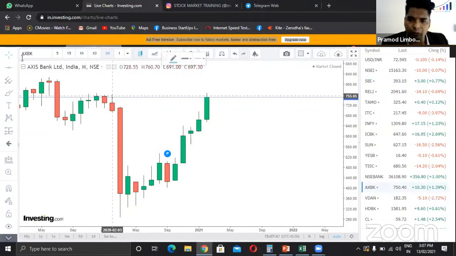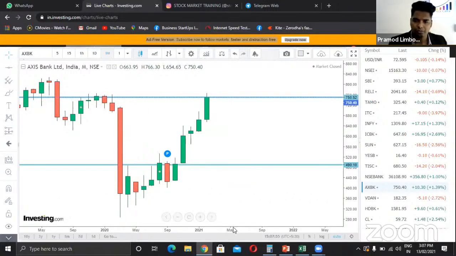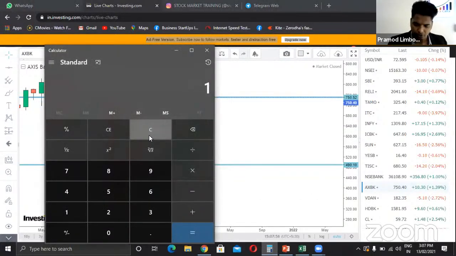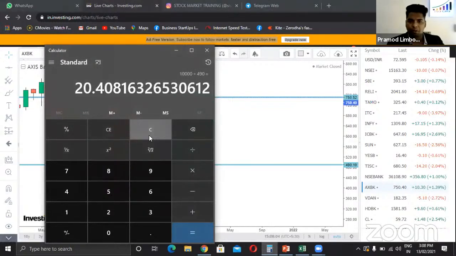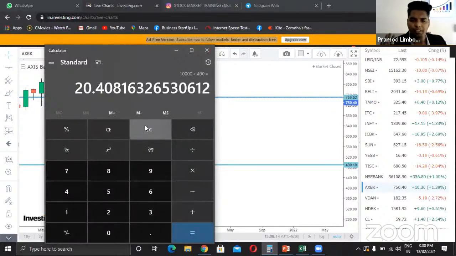So if you just calculate, our buy price was 490 rupees, right? So we'll just calculate, simple. 10,000 rupees divided by 490 rupees. How many stocks would you have got? Around 20, right? So if you would have got 20 stocks back then, and if you would have just held it, okay, no trading, just investing.